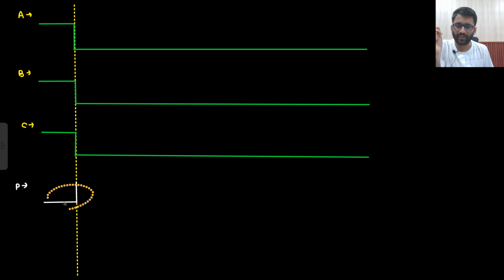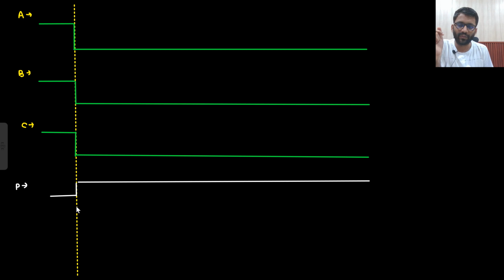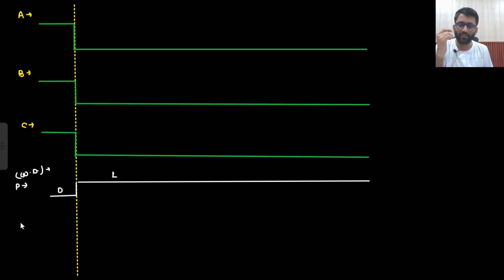So better, I have to make it a bit congested, because there will be 4 waveforms, right? So P goes from 0 to 1. This is without delay, but I have to introduce a delay of 10 nanosecond. So P with the delay of 10 nanosecond will be delayed by 10 nanosecond.